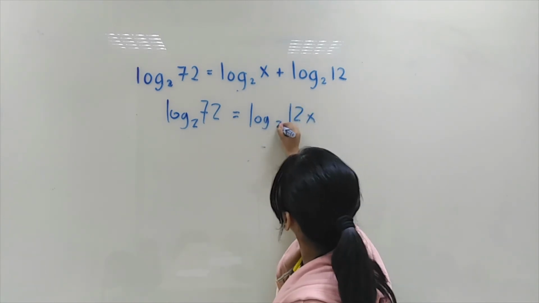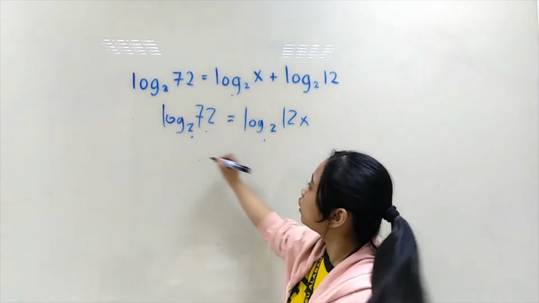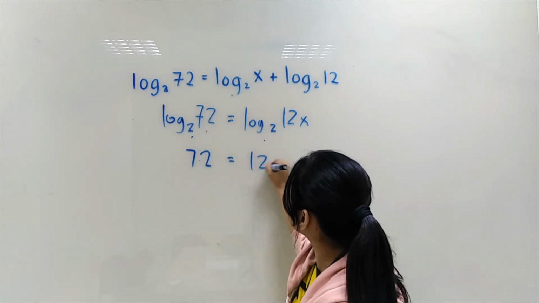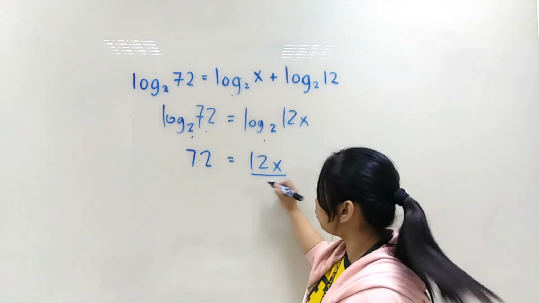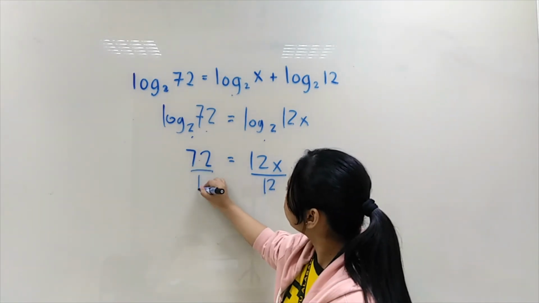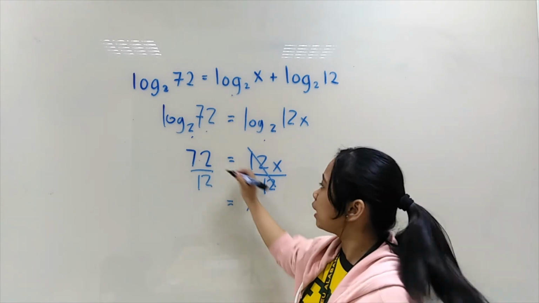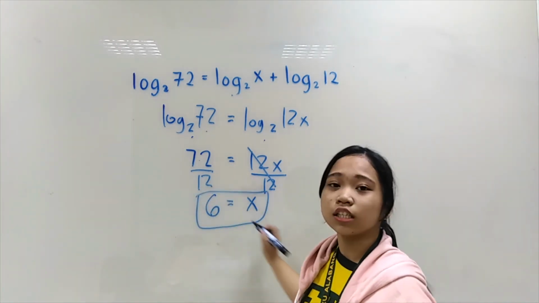So, let's have log 72 base 2 is equal to log 12x base 2. They have the same bases, so we bring down the arguments, which is 72 is equal to 12x. We only need to find the x value, so we divide both sides by 12 and cancel 12 so that x will remain. 72 divided by 12 is 6. So 6 is our x.